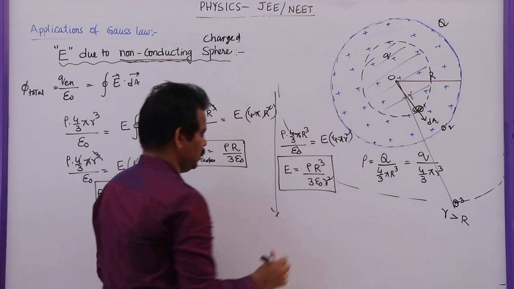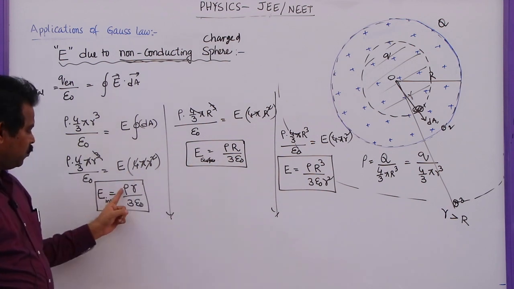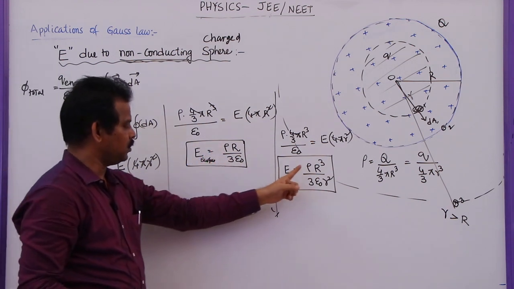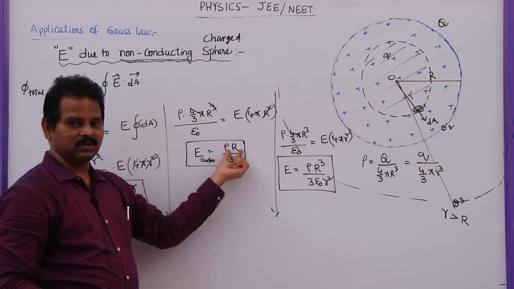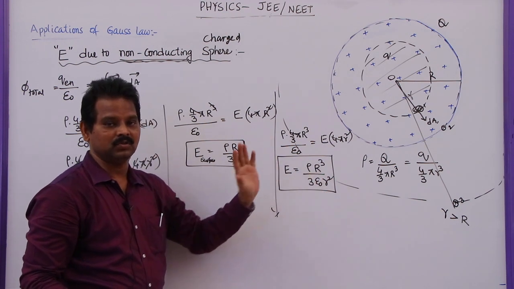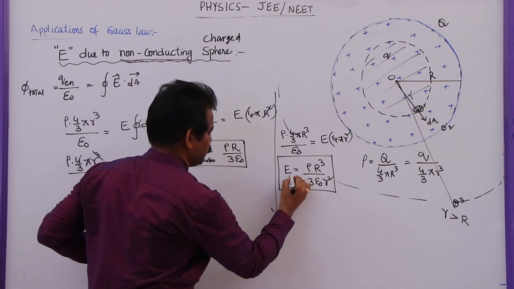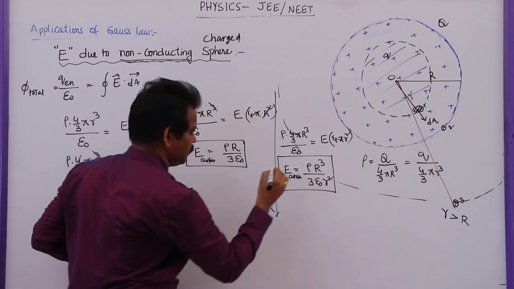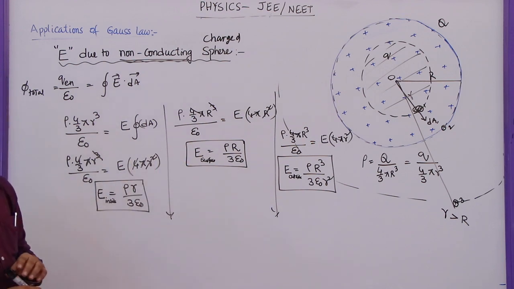You can see here that dimensionally these are the same. Here rho by 3 epsilon naught is constant. Here we have distance, here also we have distance, and here also R cube by r square has dimension of distance only. So these are the three electric fields at three different points: within the sphere, on the surface of the sphere, and outside the sphere.